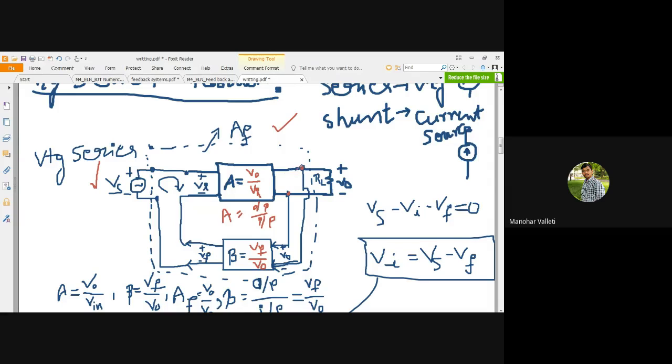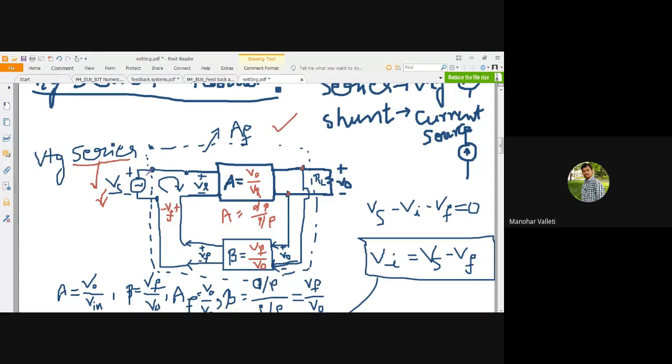Now this is about voltage sampling. So now you need to apply the feedback signal, that is Vf, in series with the input voltage source. When you are mixing the feedback signal in series, you will consider the input voltage source. So the effective feedback voltage will appear from here like this.